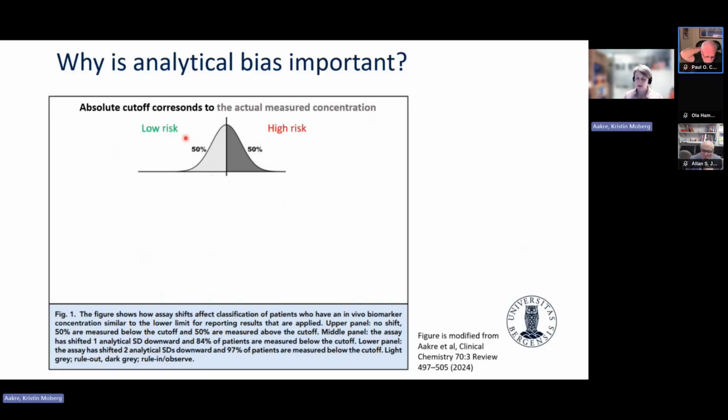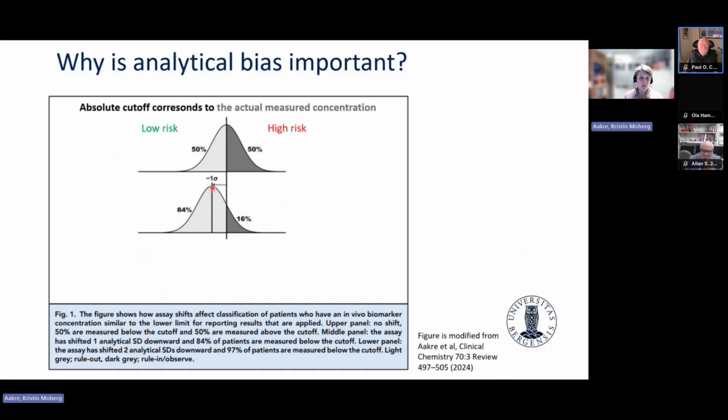However, if you introduce a bias in your assay, for instance a bias which corresponds to one standard deviation of your analytical variation, then you will move your patient down here, and all patients who have this concentration here will be moved down here.